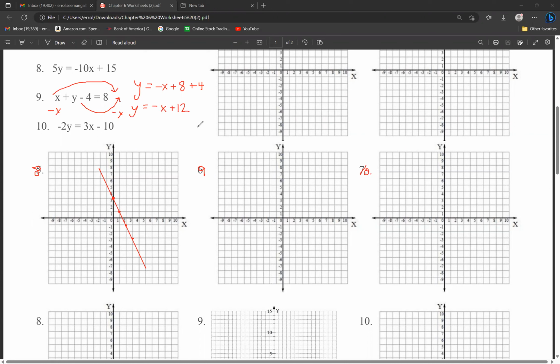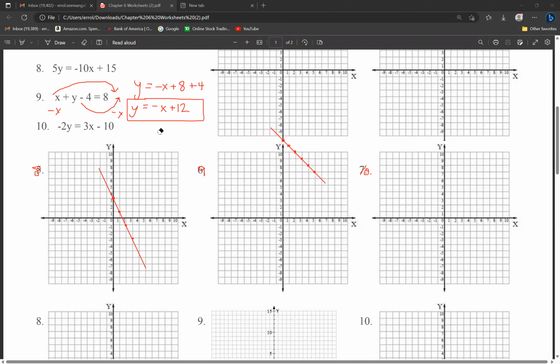Okay. So where's the first dot on number 9? On 12. 0, 12 is about right here. Where's the second dot? Negative 1 over 1. That's the same thing as negative 1, right? So we go down 1 and to the right 1. Down 1 to the right 1, down 1 to the right 1. Make sense? All right. So there we go. That's number 9.